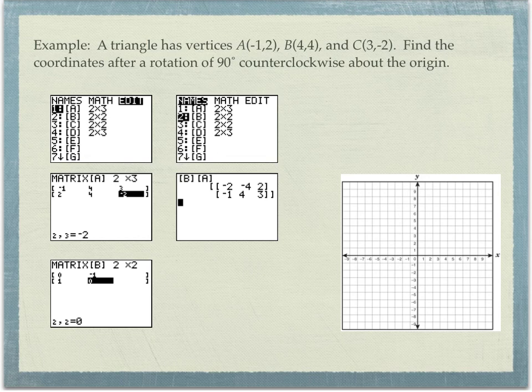Once you have those locked in there, go back to matrix once again. It's always like you have to kind of start with that main menu, then highlight names, and then you can select whichever ones you want. And what you're going to end up doing all the time here is multiplying B, which happens to be my rotating matrix, and A, which is the matrix representing that triangle. You're just going to multiply those and you get that for an answer.